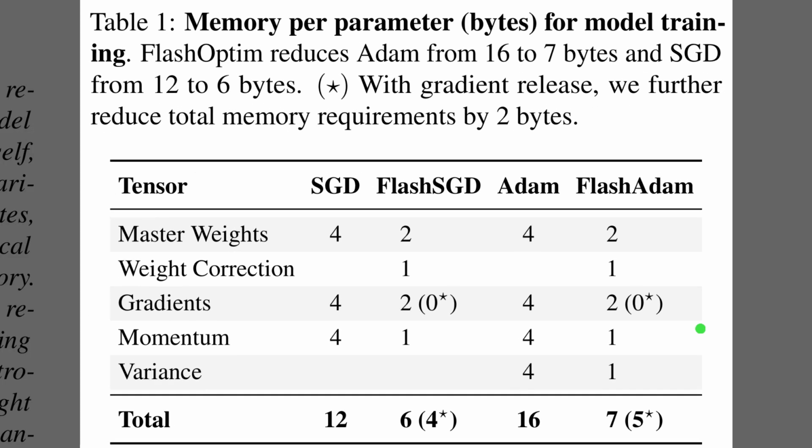Table 1 breaks down exactly where those savings come from. In the standard Adam column, you see a heavy 16-byte footprint, with 4 bytes each for weights, gradients, momentum, and variance. FlashAdam, on the far right, slashes this by compressing the master weights and correction into just 3 bytes, and squeezing momentum and variance down to 1 byte each. This brings the memory cost all the way down to 7 bytes per parameter.